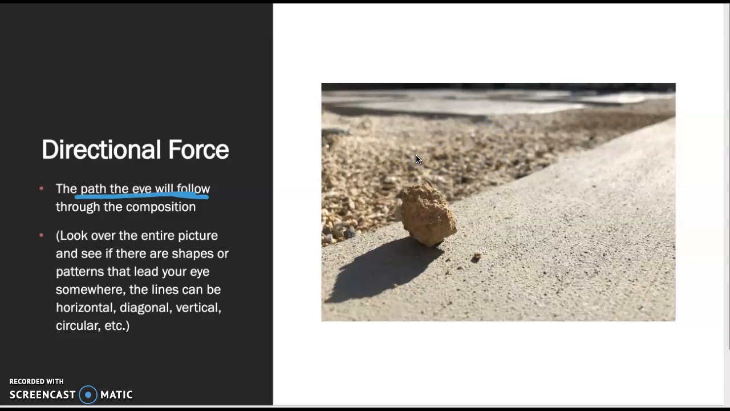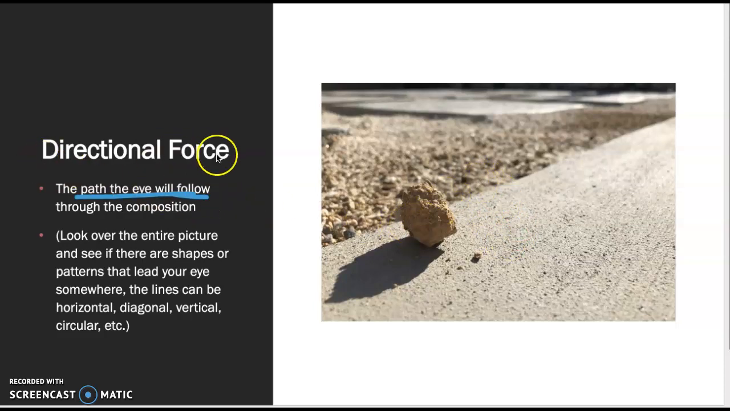Now let's go ahead and think about our focal point. Probably this little rock, right, is our focal point. Let's look at rule of thirds. If we divide it into 9 equal parts, right, this little rock is not in the dead center, so we are using the rule of thirds in this piece.